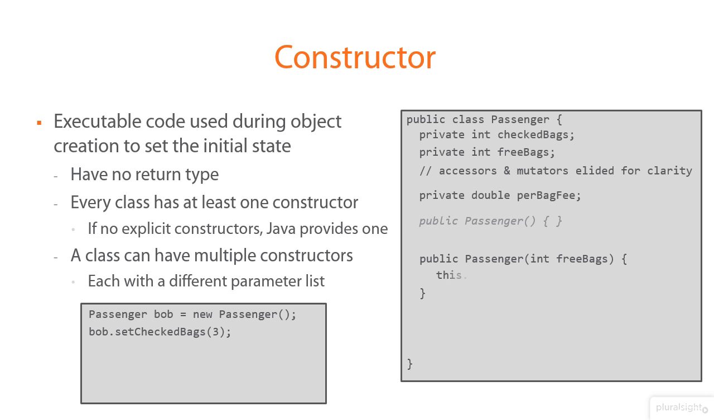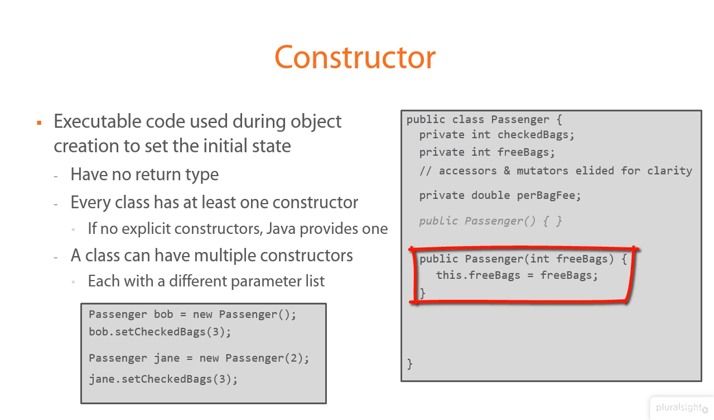So all that constructor would do is accept the parameters, that number of free bags, and assign that to the field. And what that would allow us to do is to write code like this, where our passenger Jane equals new passenger 2. That calls our constructor that accepts the integer, and that sets the number of free bags for Jane to 2. Then, of course, we can then set the number of checked bags for her from there. The thing is that once we introduce this new constructor that accepts the integer free bags, the line above there where we could create Bob as a passenger would no longer compile.